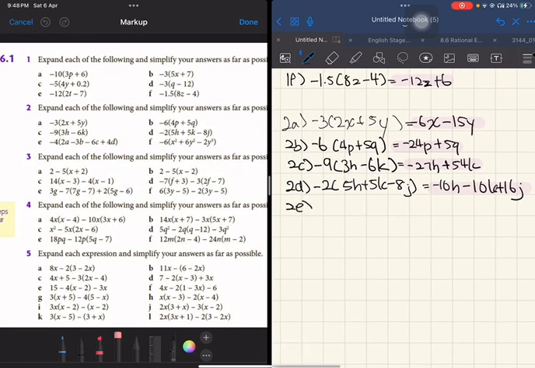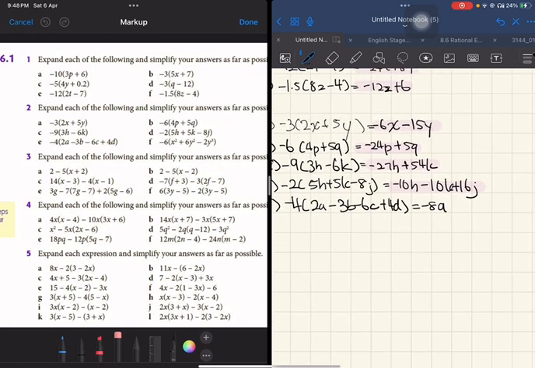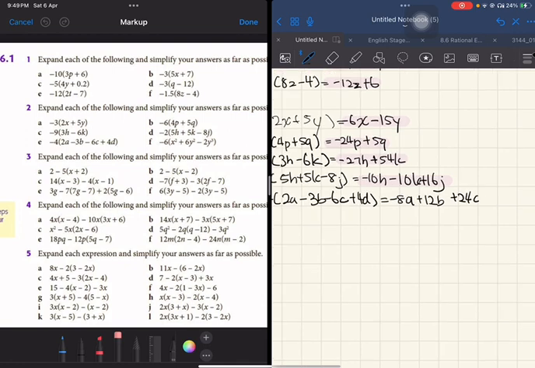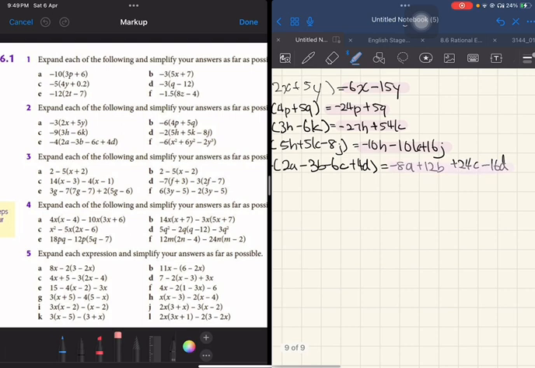And 2e: negative 4(2a subtracted by 3b, 6c plus 4d). Negative 4 times 2a is negative 8a, and then plus 12b. Negative 4 times negative 6c, you're going to get positive 24c. And then negative times positive is negative, so you get negative 16d. And this is the final answer.